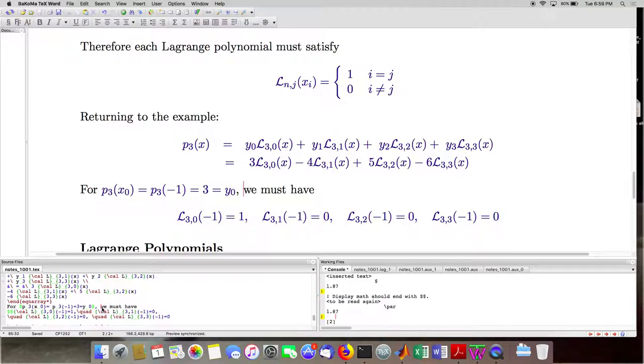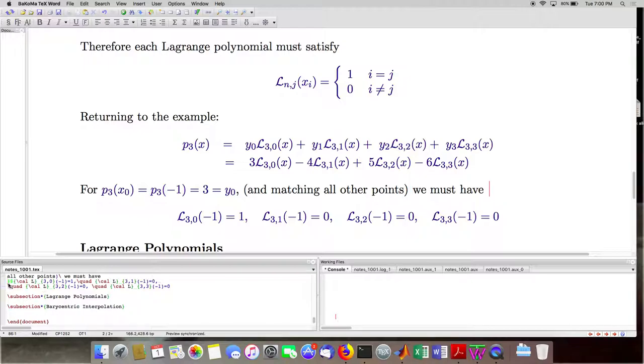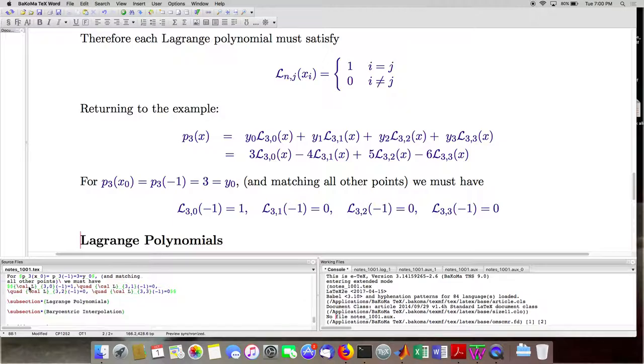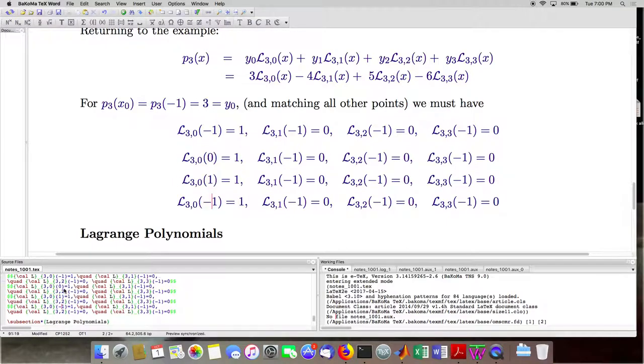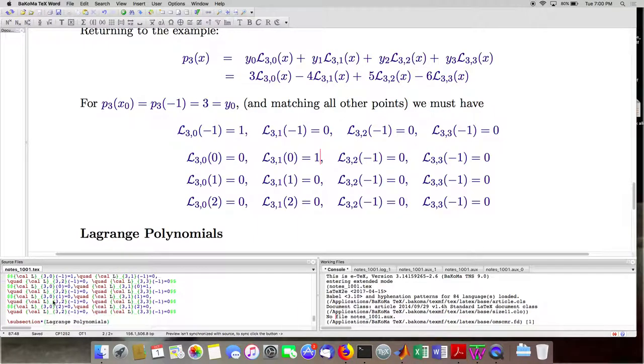So I need to have other conditions on the other polynomials. So I'll fill those in. Okay, so my other x values, I have 0, 1, and 2. And these other points must be 0, and similar for the other ones. All right, so for this second point, x equals 0, I need this to be 0, but this needs to be 1. Okay, and then you need to fill in the remaining x values.